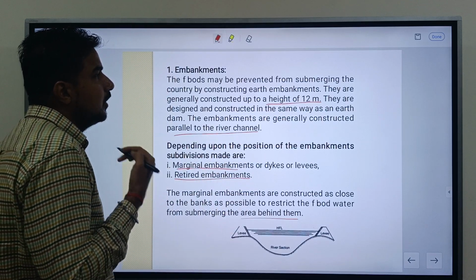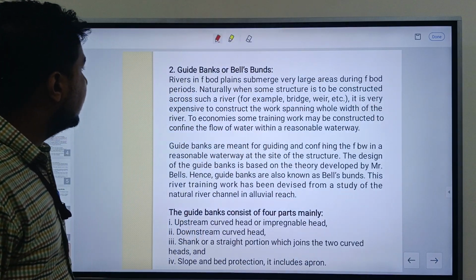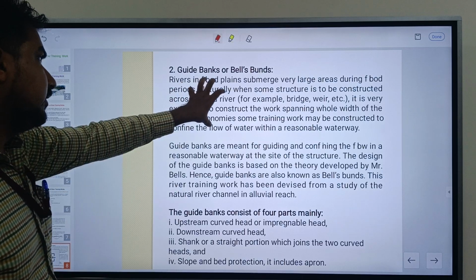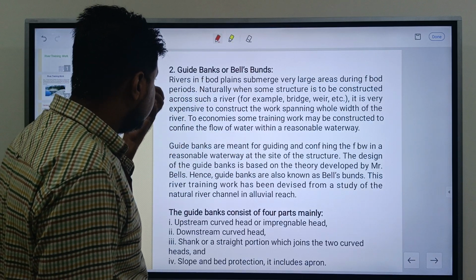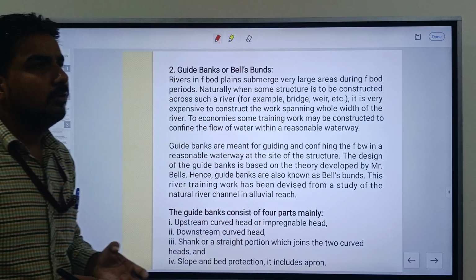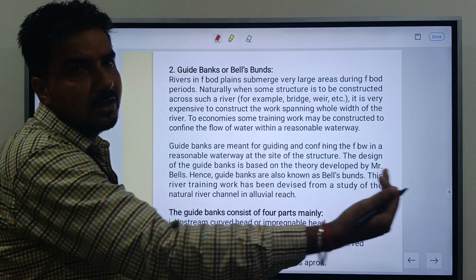They are very useful for the design of river training work method. Now the second one is the guide banks, another name is the bell bunds. So what are guide banks? Guide banks are those which guide the path of flow of river water in a particular direction.